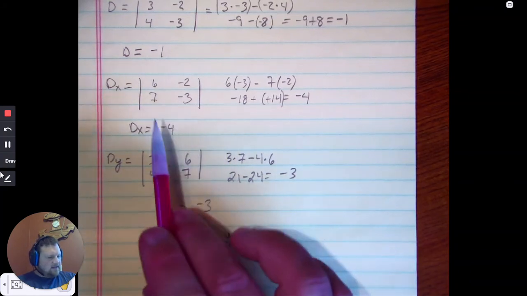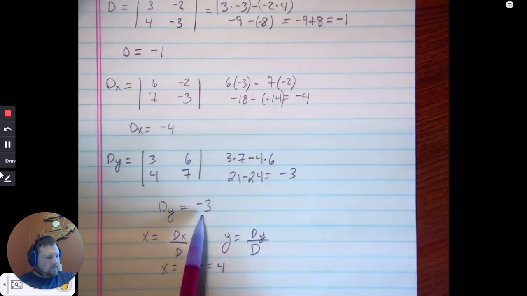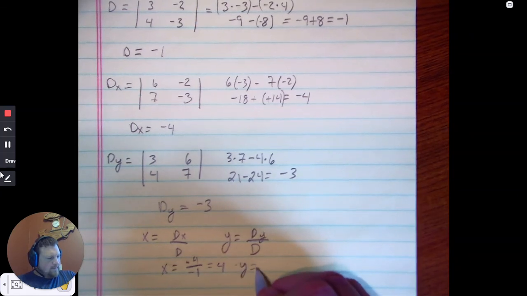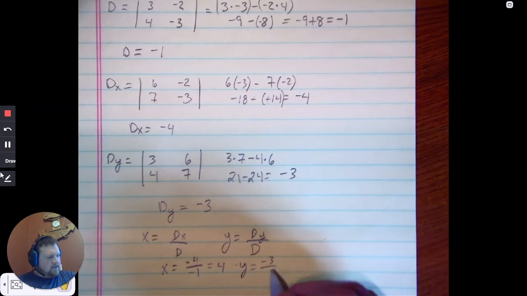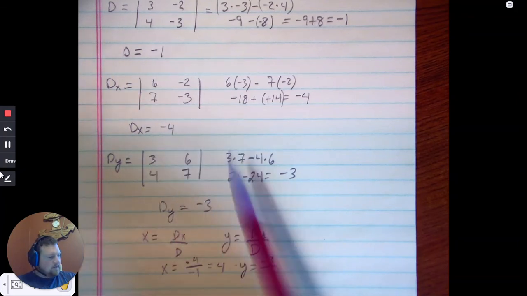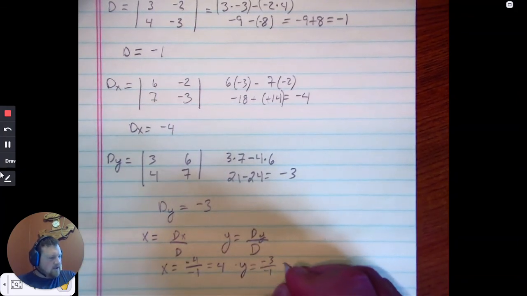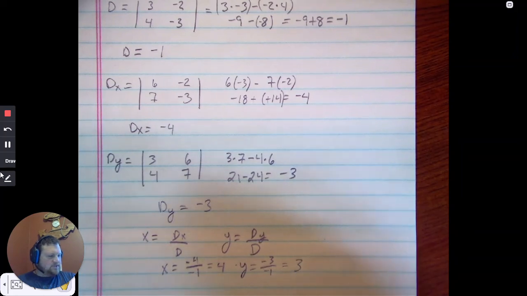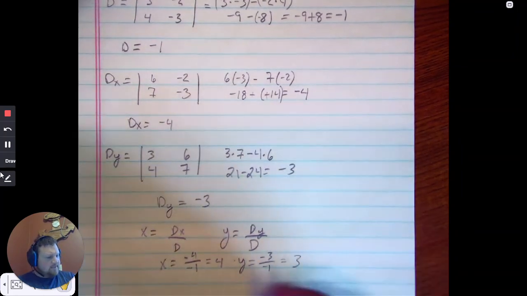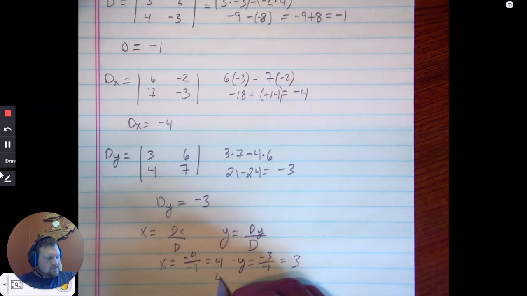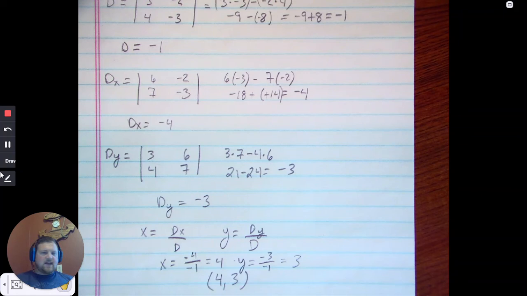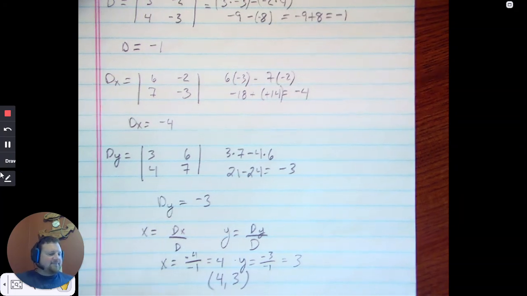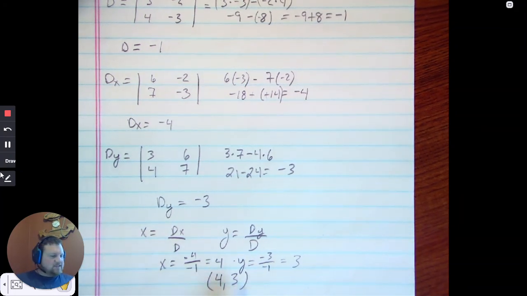And then y is going to equal my d of y, which is our -3 divided by our determinant of the entire thing, which was -1. -3 divided by -1 is simply 3. So that means my answer to this one is just 4, 3. So this is kind of a neat adaptation, and especially in circumstances where your numbers are not pretty, shall we say, this can be super helpful. So this is kind of a neat method.